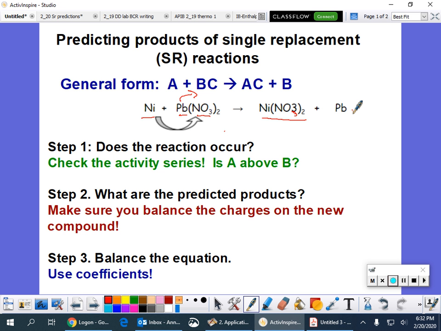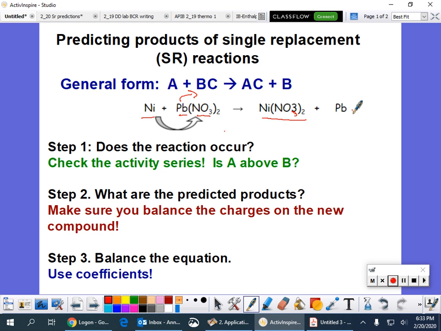So basically any single replacement reaction is going to have that form of one element, a single element, coming in and trying to react with a compound. And the ones that we are doing for the most part in this class involve metals coming in and exchanging for another metal. So nickel is a metal coming in and kicking out lead, which is another metal.